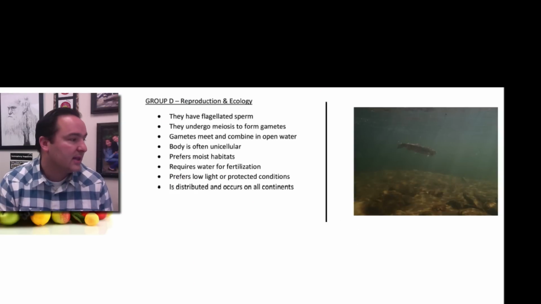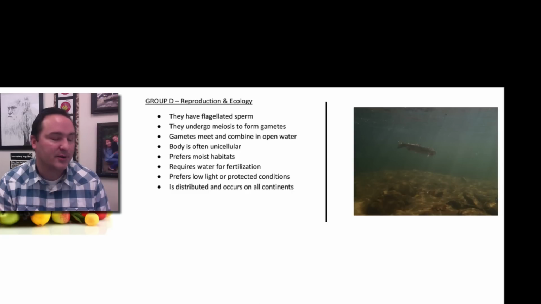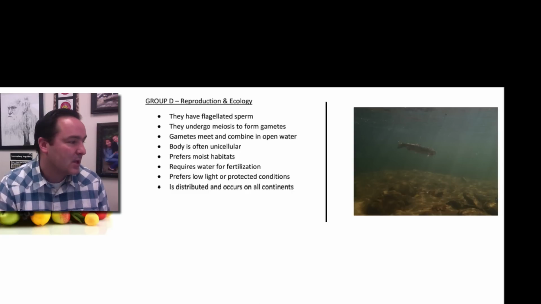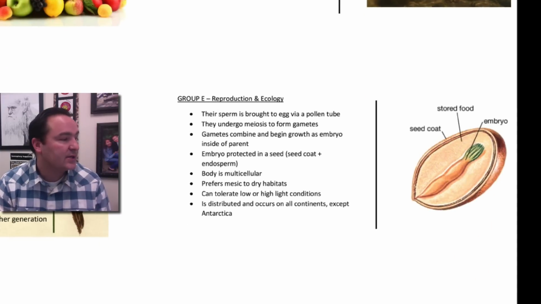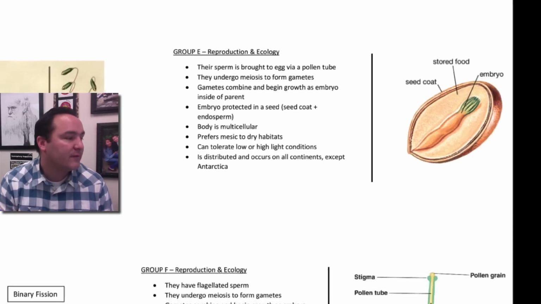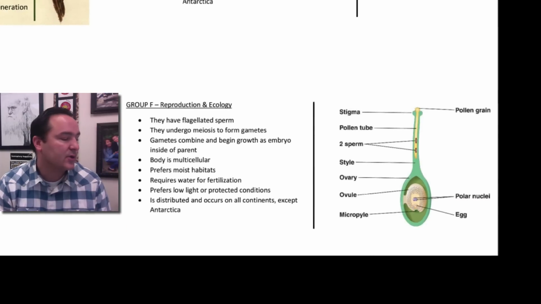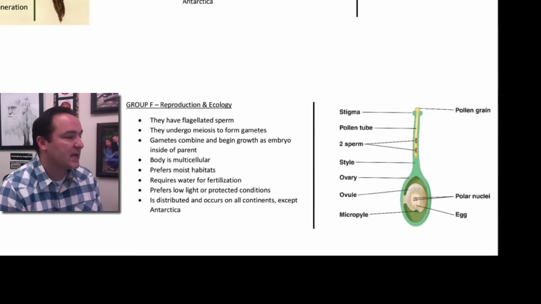Group D lives in aquatic or moist habitats, is capable of sexual reproduction, and relies also on water to facilitate that reproduction. Group E lives in moist to dry terrestrial habitats and is capable of sexual reproduction, free of water. And Group F lives in moist terrestrial habitats and is capable of sexual reproduction.